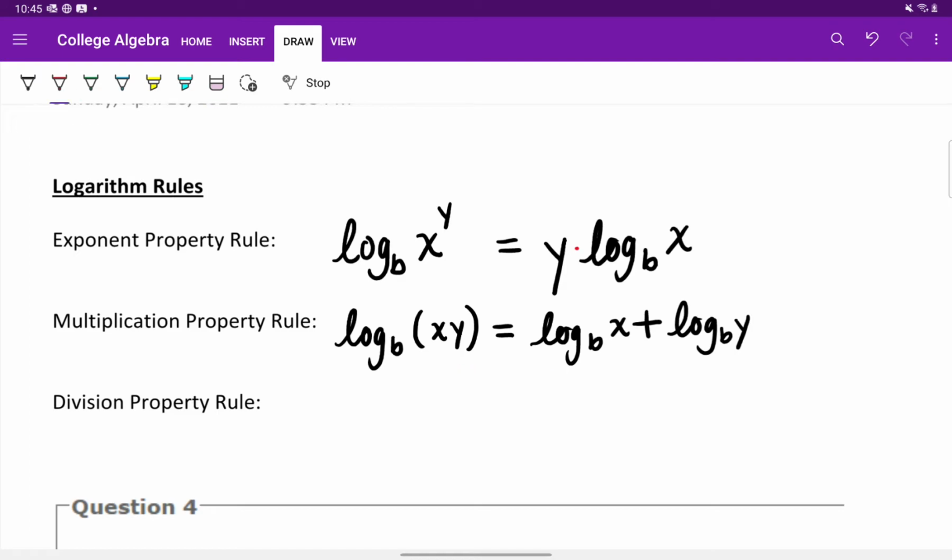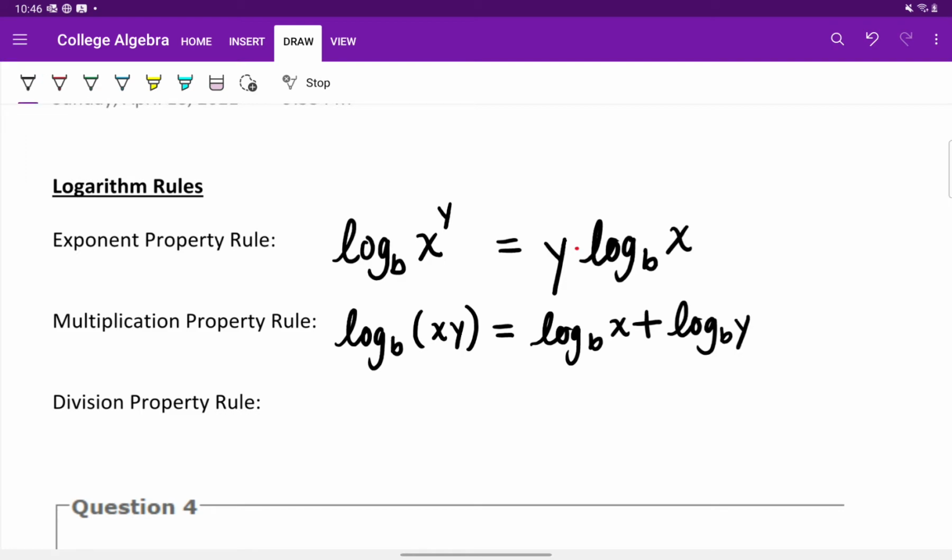One thing you do have to be careful of, though, this only works if the bases are the same on both logs. Notice that you have to retain the same base in all of these examples. So for instance, if you had log base 3 of x plus log base 2 of y, you could not use this rule to combine these into the same log because they have different bases.